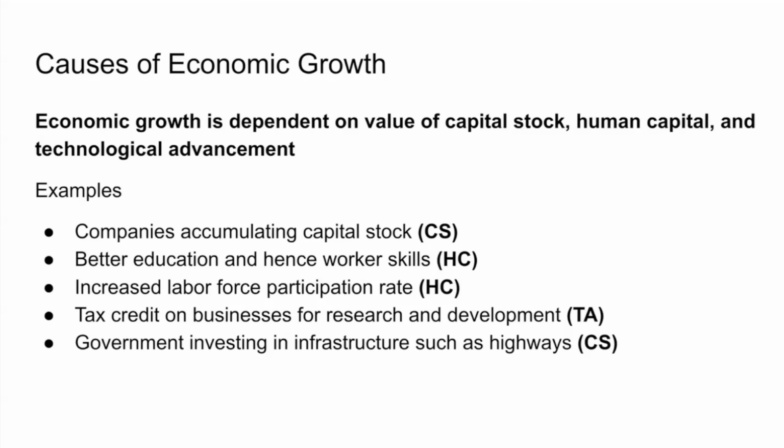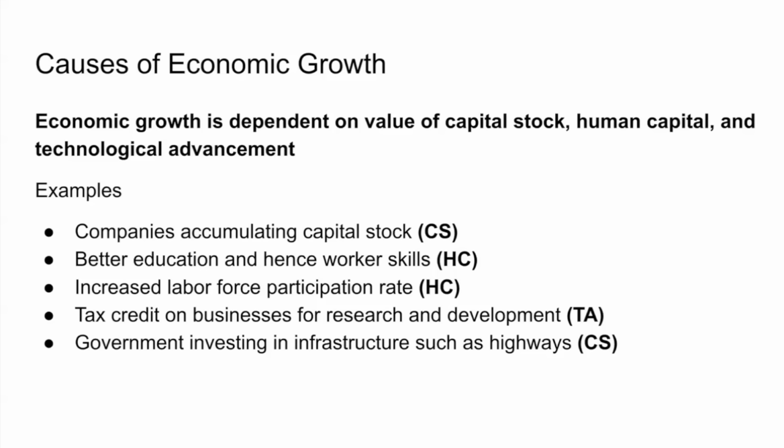This is consistent with the aggregate production function and technological advancement, because better technology could lead to more productivity and therefore output. Here are some examples. Companies accumulating capital stock. So if a company decides to build more machines in a certain year, then in future years, it will have more machines, which could improve output.